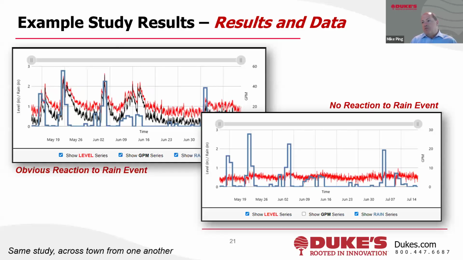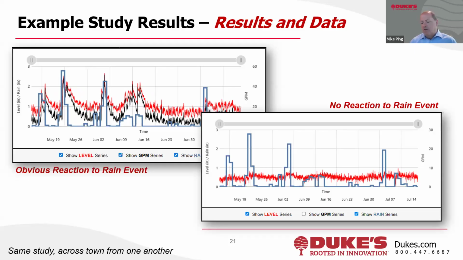And the blue line is representative of the rain data. It's in increments of midnight to midnight, so it's a 24-hour increment. So for this study, there's some pretty solid rain events. Two of them were over 2 inches, and the highest one close to 3 inches. The point is, very little reaction to the rain event, right?